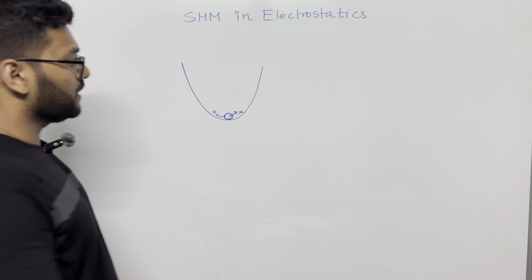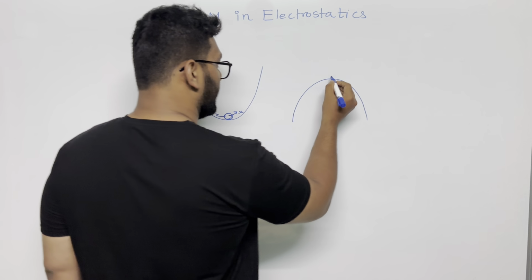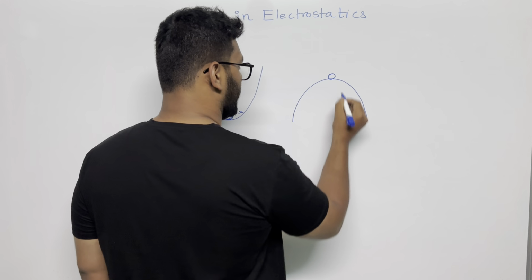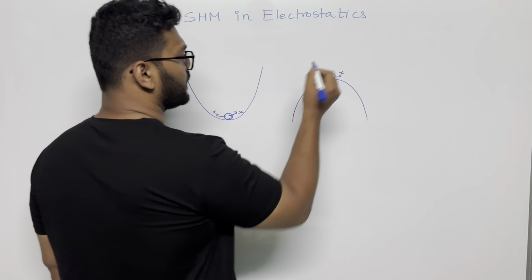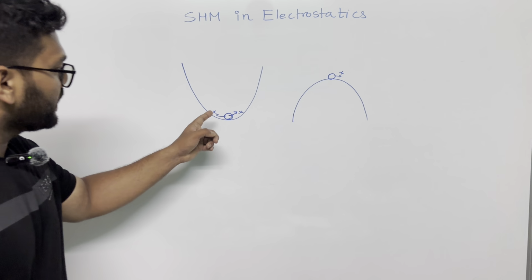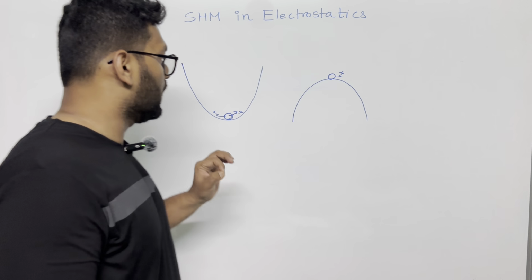In unstable equilibrium, what happens? Suppose a bowl is kept inverted like this, and if I keep a marble over here and displace it by a small amount here, it will not come back again to that point. So in the case of stable equilibrium, you will get SHM, simple harmonic motion.